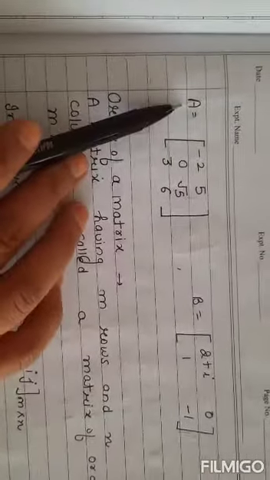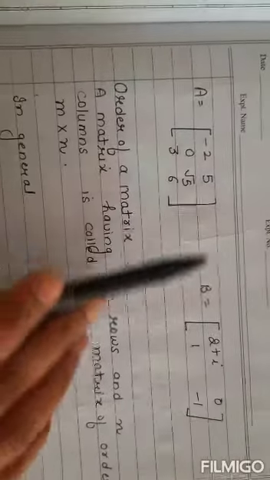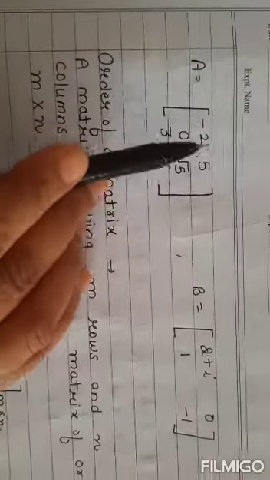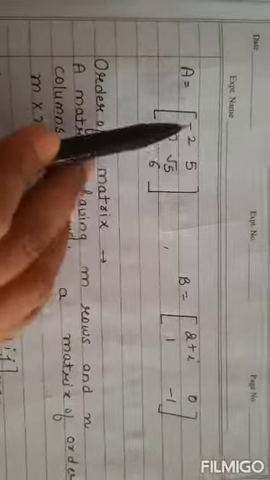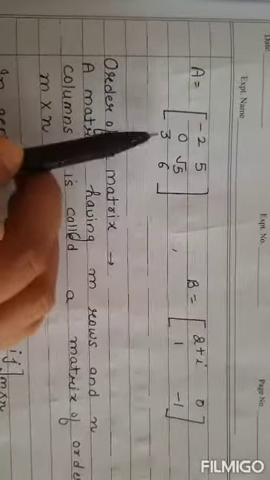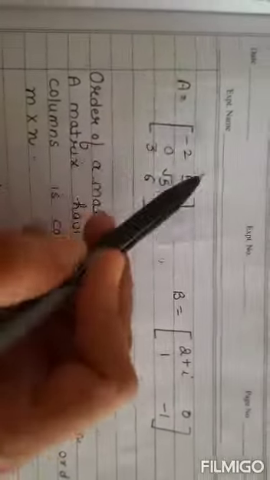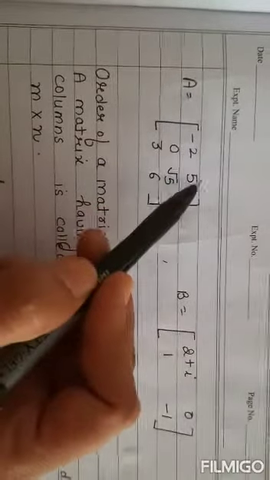So the next thing is the example. For example, this is your matrix A. Generally, the name of a matrix is denoted by capital letters and the elements are denoted by small letters. So this is your first example, matrix A: minus 2, 5, 0, root 5, 3, 6. Here we have 3 horizontal lines, that means the number of rows is 3. And if I talk about the columns, there are 2 columns.